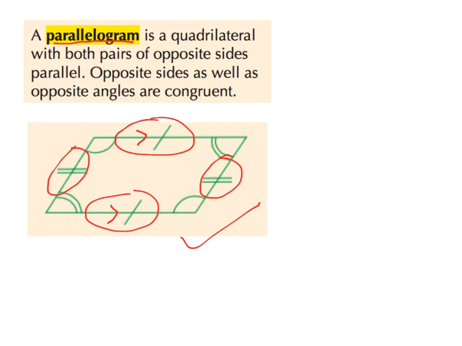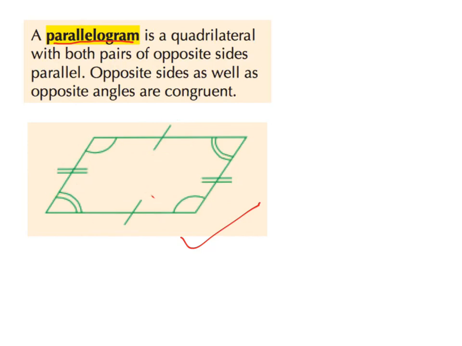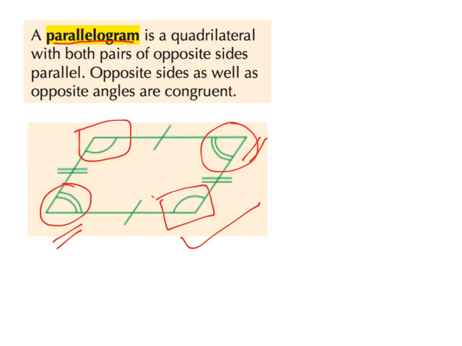And observe the angles. Look at the angles of the parallelogram. This angle and this angle, which are opposite to each other, are they congruent? Yes. Look at this angle and this angle. They are congruent. So in a parallelogram, opposite angles are congruent. Opposite sides are parallel.